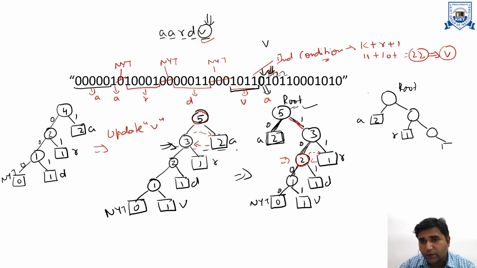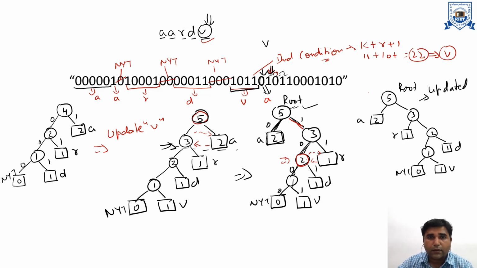Okay, then there will be symbol D with weight 1, then on the left hand side we have an intermediate node, and on the left hand side we have NYT, okay, with weight 0, and on the right hand side we have symbol 1 with weight 1. So 0 plus 1 is 1, 1 plus 1 is 2, okay, so 2 plus 1 is 3, and 2 plus 3 is 5. So this is our updated tree. This is our final updated tree at symbol A. Okay. Now what we have to do?